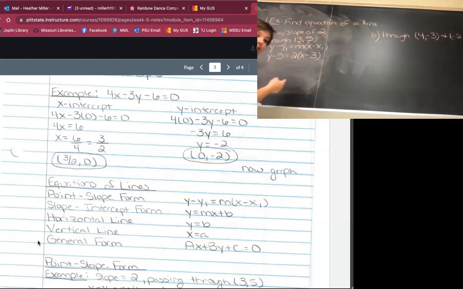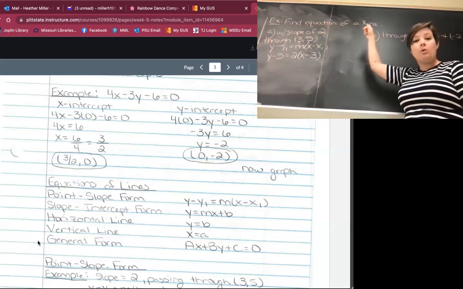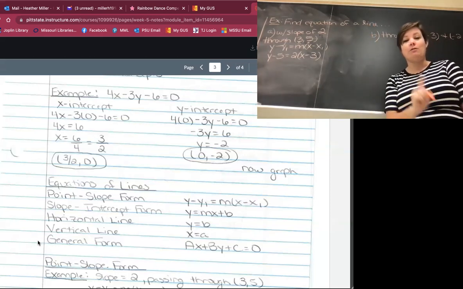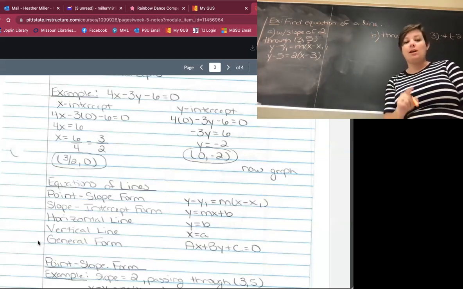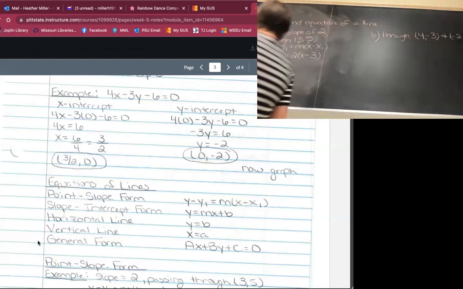Now, don't just leave it like that. That's not the equation of a line. Because remember, if it says find the equation of a line and it doesn't specify the form, you want to get to that slope intercept form, that y equals mx plus b form.